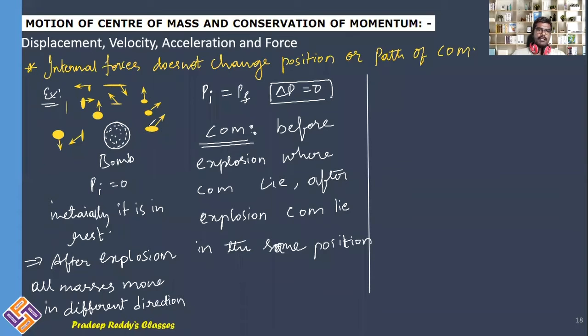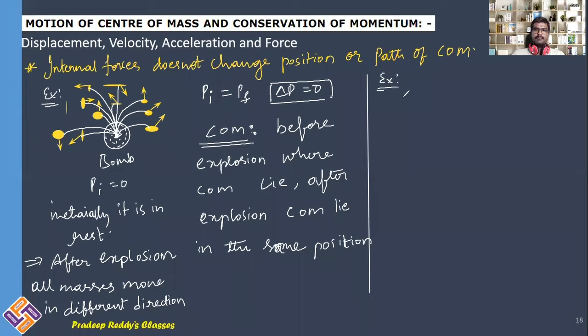So that means its mass is concentrated at this position, its mass is concentrated here, its mass is concentrated here. All the particles' mass before explosion, their center of mass is at the center. After explosion also, all the individual particles which have been broken into different parts, all their center of mass will be lying at the same position where initially it is. Because there is no external force acting here, the center of mass position does not change. That's one example.